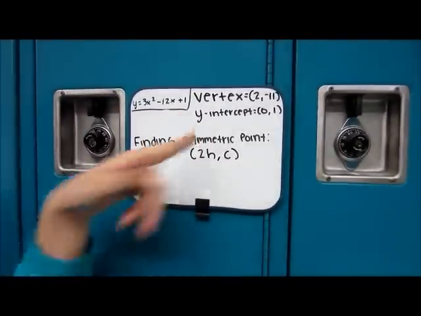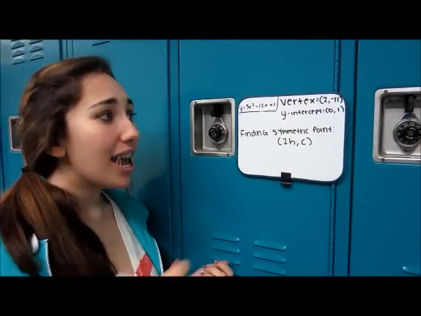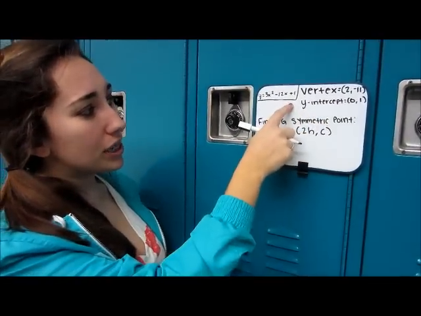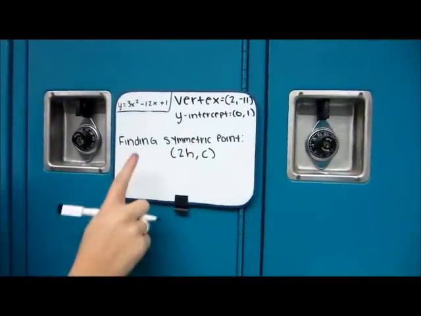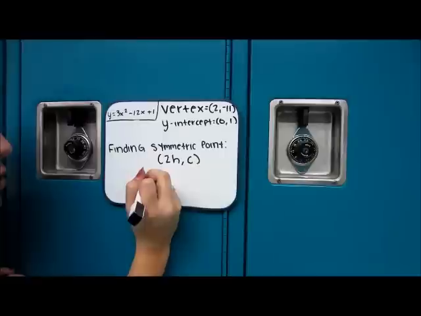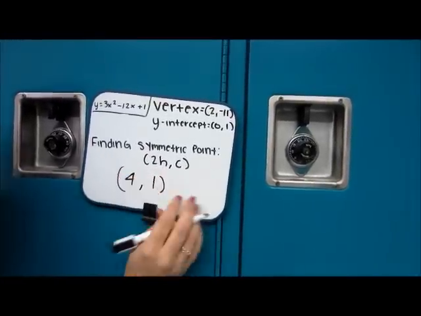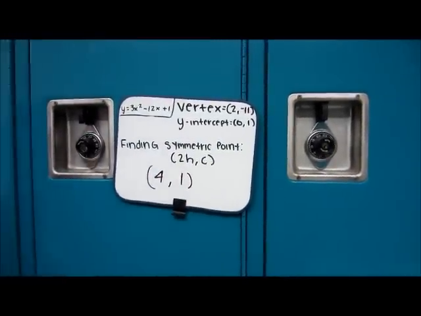Alright, so this is the equation we have been working with, and we already found our vertex, which is 2, negative 11. Our y-intercept is 0 with the c value as the y, which is 1. To find the symmetric point, it's 2h, c. Your h value is 2, so 2 times 2 is 4, and your c value is 1. So (4, 1) is your symmetric point.